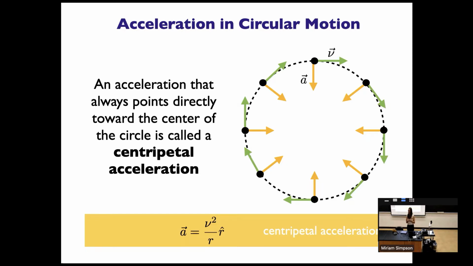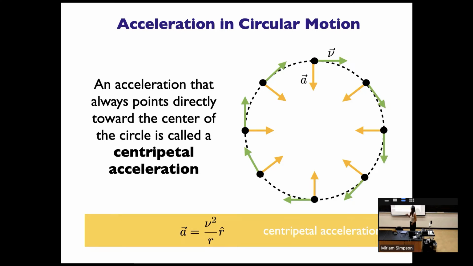So remember, if something's pointed towards the center of the circle or tangent to the circle, those are always perpendicular. So radial vectors and tangential vectors will always be perpendicular to each other. Something tangent to a circle is always perpendicular to something radial. Okay, so pointing towards the center of a circle. So we can see that all of these velocity vectors are tangential vectors. All of these acceleration vectors point towards the center of the circle. We'll call that radial vectors.